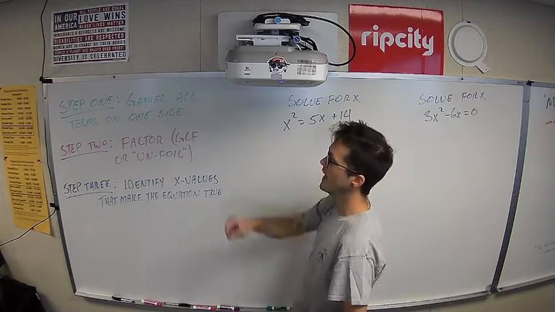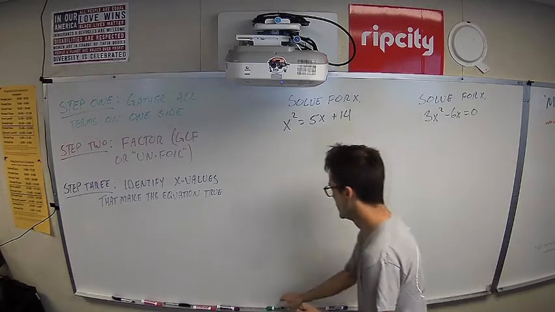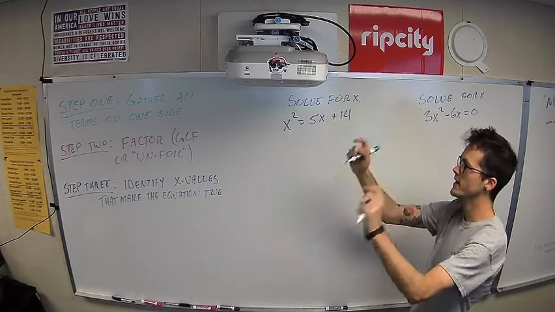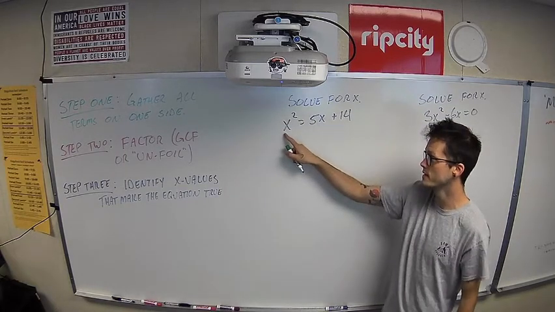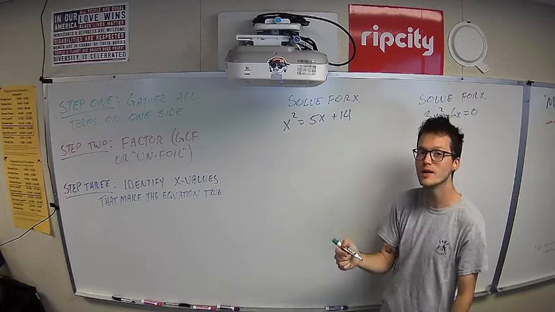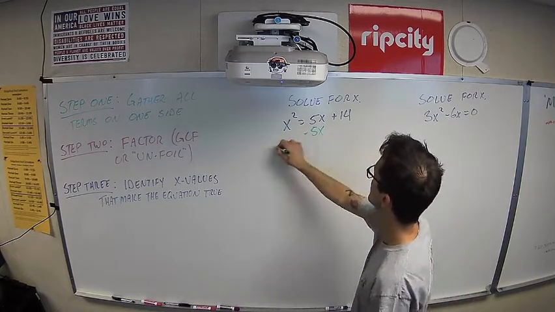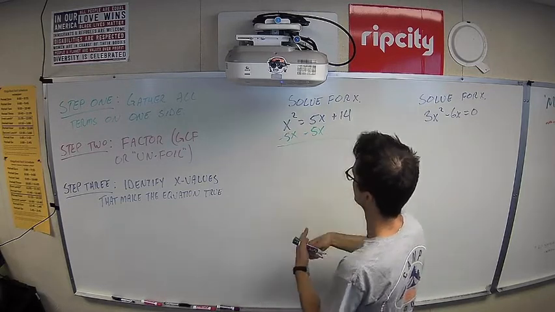So, step one, gather all the terms on one side. That should feel familiar. We've done this before. I am going to gather everything onto the left side. The reason I'm choosing that is because the a term, in this case the x squared, is positive, and I want to keep it positive. So I'm going to subtract 5x from the right and the left. Gotta do it to both sides, not just one.